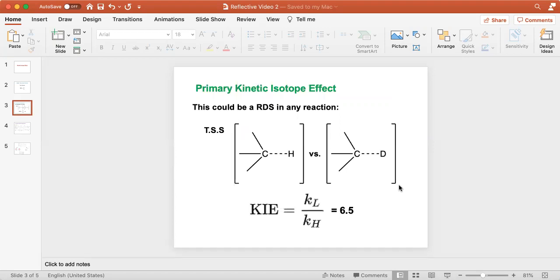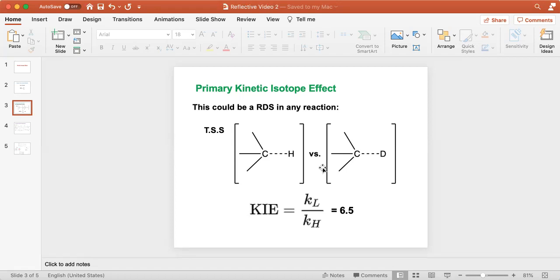First, I would like to talk about the primary KIE. Primary KIE is used if we want to figure out if there is a CH bond breaking in our reaction rate determining step. Or we can say we want to know if there is a hydrogen atom transfer in our reaction rate determining step, because deuterium reacts much slower than hydrogen.